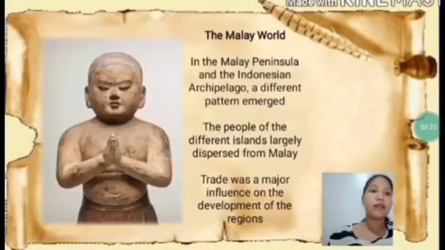On the Malay Peninsula and the Indonesian archipelago, a different pattern emerged. The people of these different islands largely dispersed from Malay. It is believed that the mainland peninsula people came from the main continent. The main thing that drives the Malay world is trade. Trade was a major influence on the development of the regions. Particularly, one of the most important commodities these people have is spices. People were quite hungry for the spices they provided.